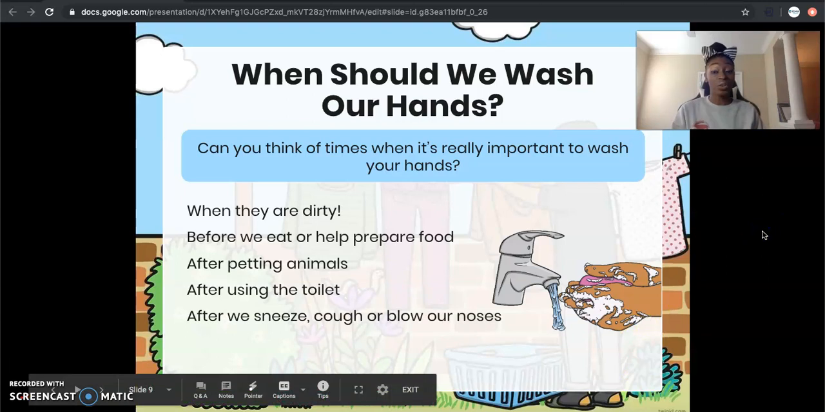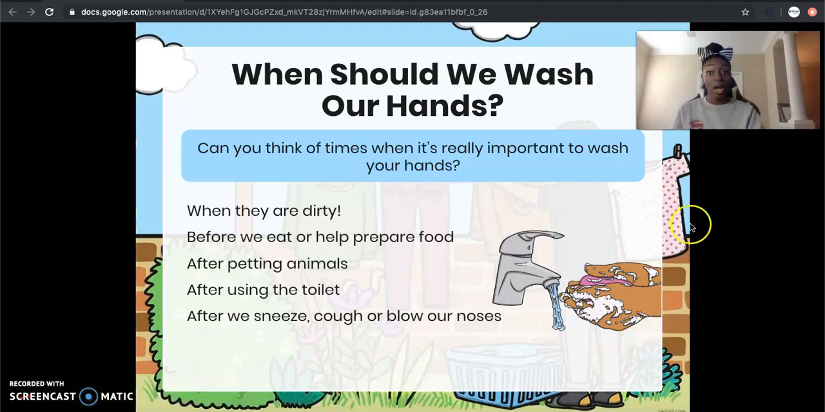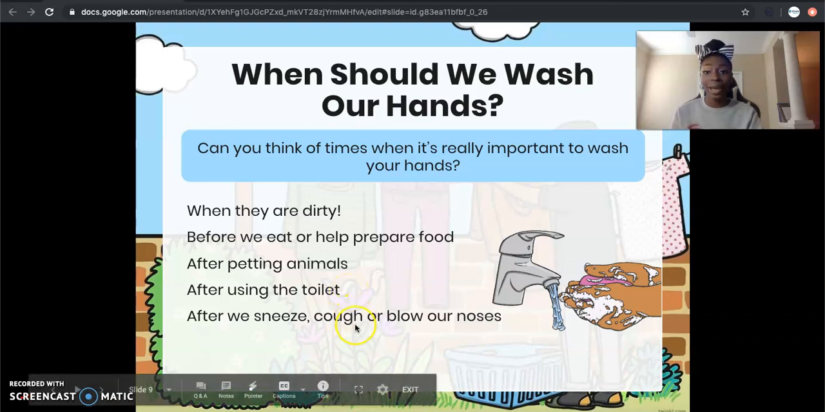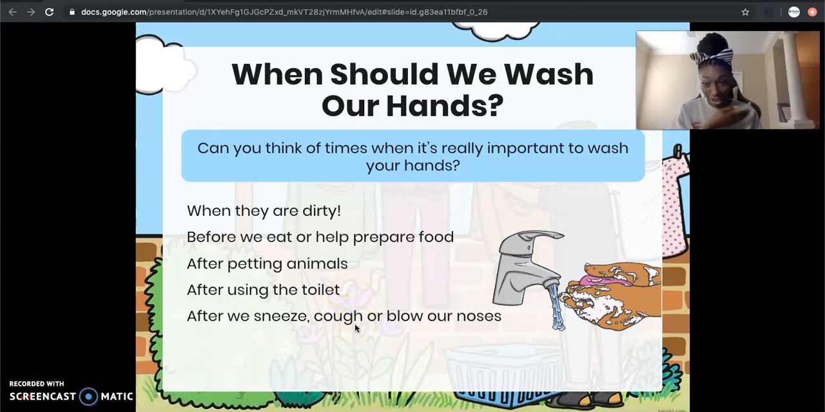So Miss Oliver said, when should we wash our hands? When they're dirty, before we eat, or before we help our parents or our friends and our families cook the food, after we pet an animal. So if you're petting a dog, after you pet that dog, you go wash your hands with soap and water. After using the restroom, and after we sneeze, achoo, after we cough, or after we blow our nose. Those are all times to wash our hands.